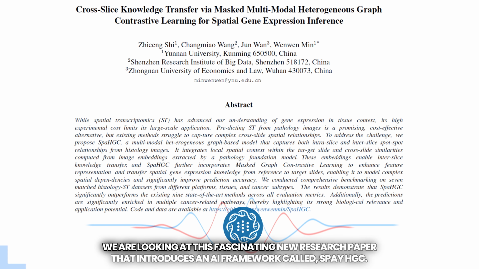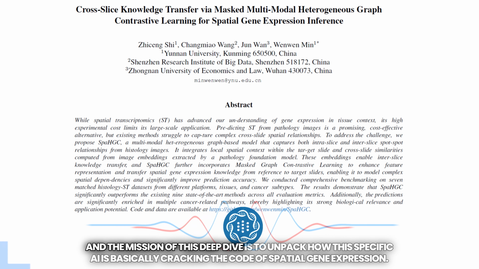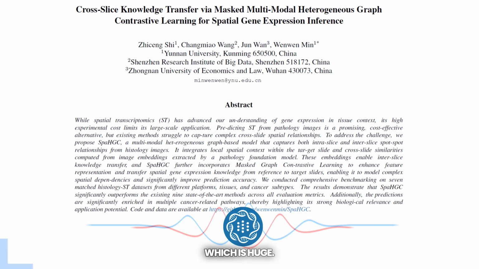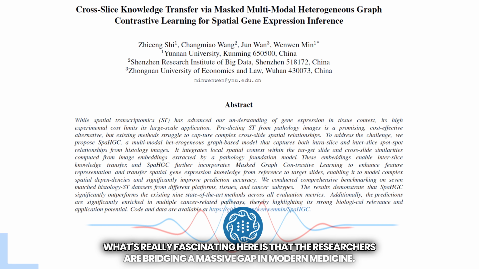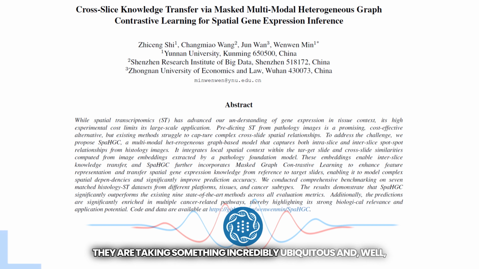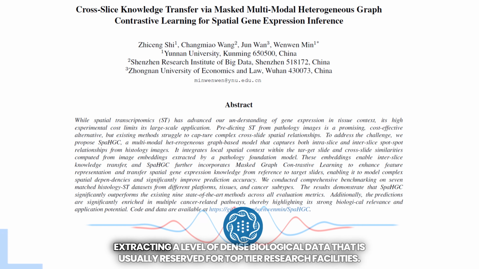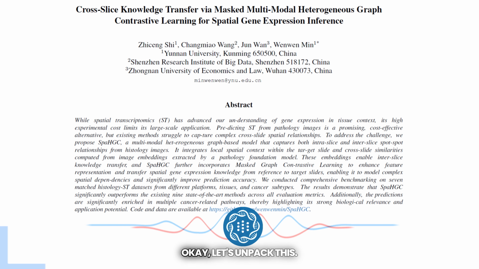We are looking at this fascinating new research paper that introduces an AI framework called SpaHGC. And the mission of this deep dive is to unpack how this specific AI is basically cracking the code of spatial gene expression. Which is huge. It is. By doing this, it's potentially making some of the most expensive and complex medical tests obsolete. What's really fascinating here is that the researchers are bridging a massive gap in modern medicine. They are taking something incredibly ubiquitous and extracting a level of dense biological data that is usually reserved for top-tier research facilities.